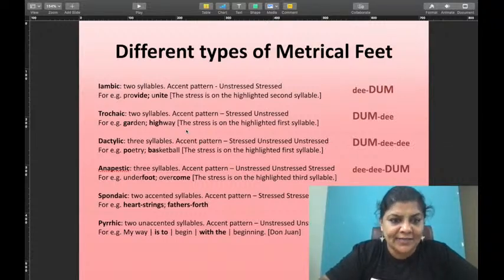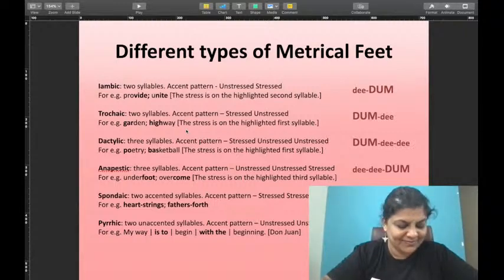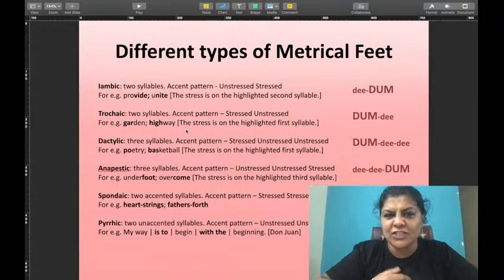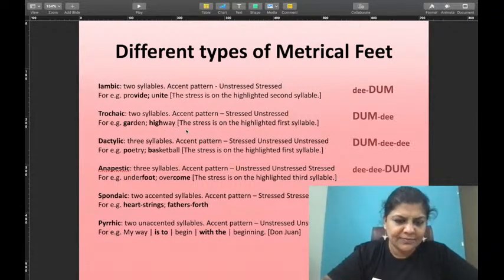Iamb: provide, unite. Trochee: garden, highway. Dactyl: poetry, basketball. Anapest: underfoot, overcome. Spondee: heartstrings, father's fourth. Pyrrhic: to the, my way is to begin with the beginning. Did you understand?